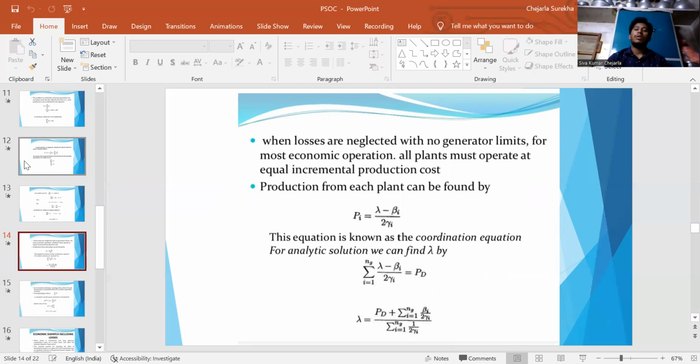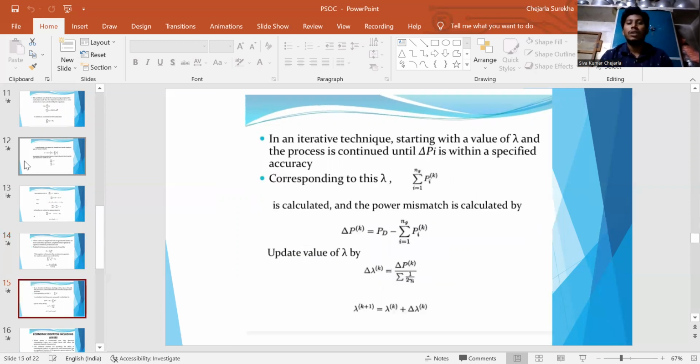The power output P_i is found from the equation P_i equals lambda minus beta_i over 2 gamma_i. This equation is known as the coordination equation. We can find lambda by using the equation below, in an iterative technique starting with an initial value of lambda. The process is continued until delta P is within the specified tolerance, and lambda is recalculated with the power mismatch.